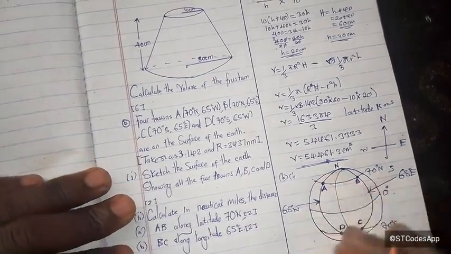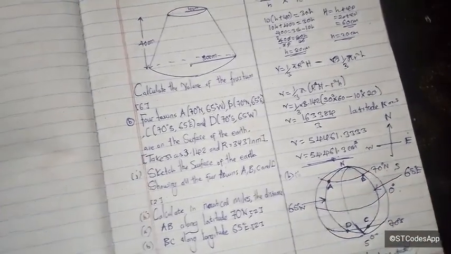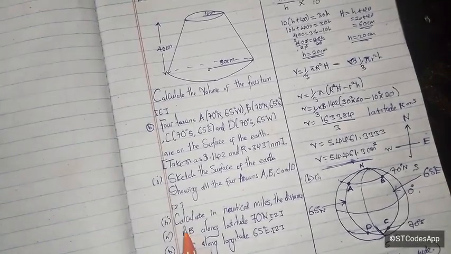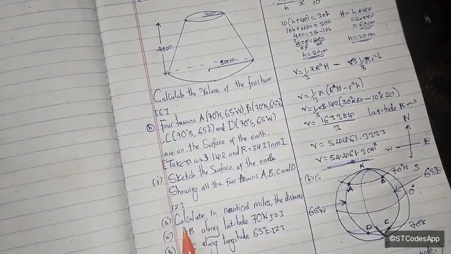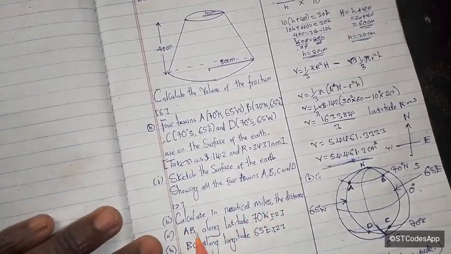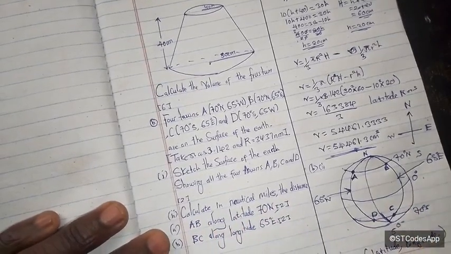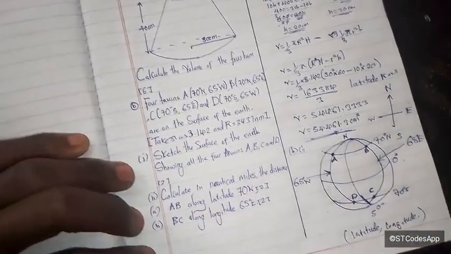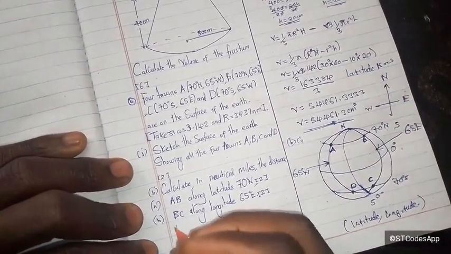Okay. So we are going to use the same data that we have labeled on the earth to calculate the following questions. So we have the second question, which is Roman numeral 2: calculate in nautical miles the distance AB along latitude 70 degrees north. Let me answer it here.